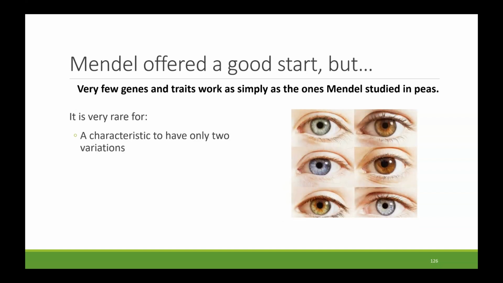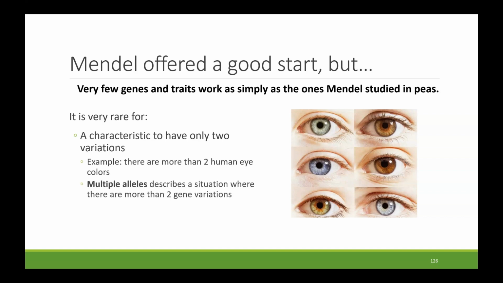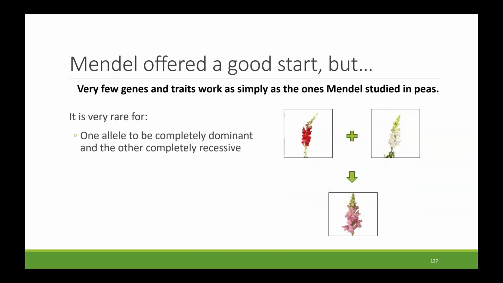It's also very rare for a characteristic to only have 2 different alternatives. In Mendel's peas, there were 2 options for each characteristic. There was green and yellow. There's wrinkled and smooth. But that's usually not the case. For example, there are way more than just 2 human eye colors. And this describes a situation referred to as multiple alleles, where there's more than 2 gene variations, which complicates things beyond Mendel's laws. It's also very rare for one allele to be completely dominant and another to be completely recessive.